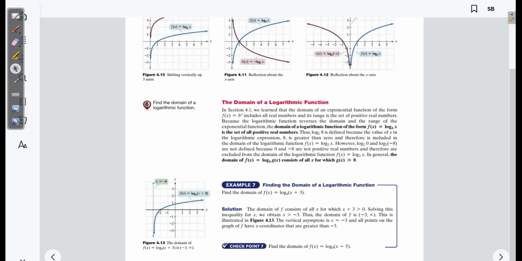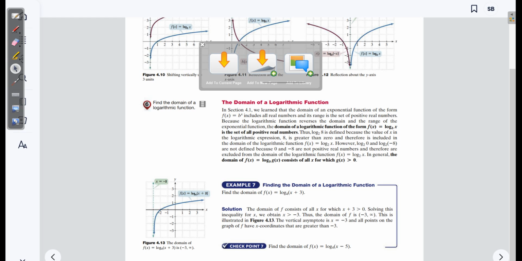Okay. All right, so finding the domain of a logarithmic function. So how do we find the domain of a logarithmic function? New page. Okay.